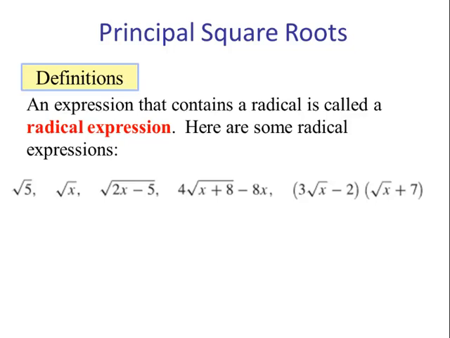Here are some radical expressions: square root of 5, square root of x, square root of 2x minus 5, 4 times the square root of x plus 8 minus 8x, 3 times square root of x minus 2, all multiplied by the quantity square root of x plus 7.